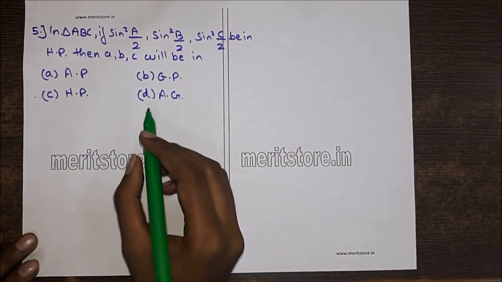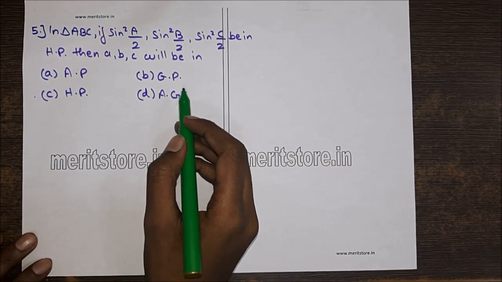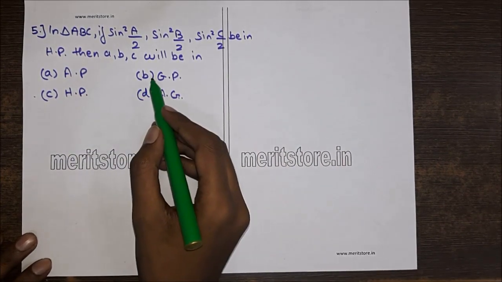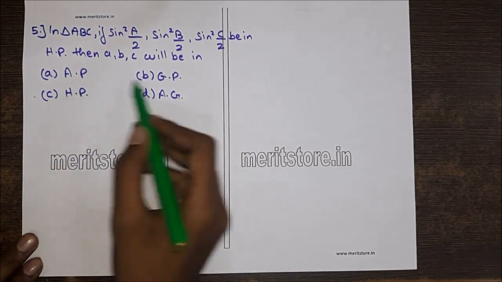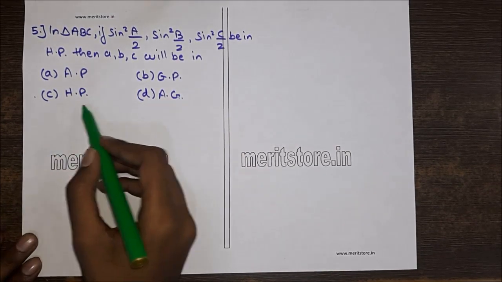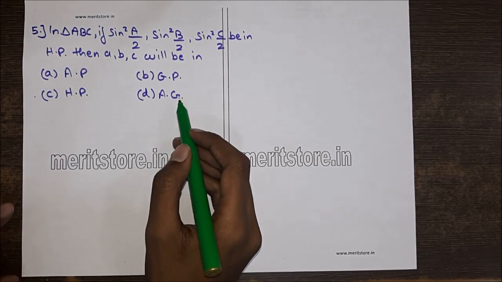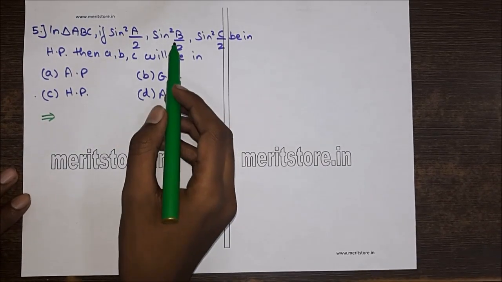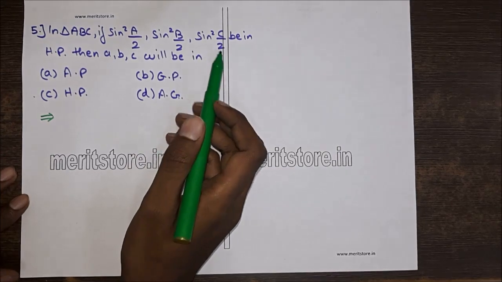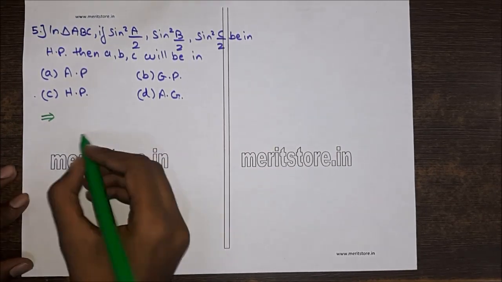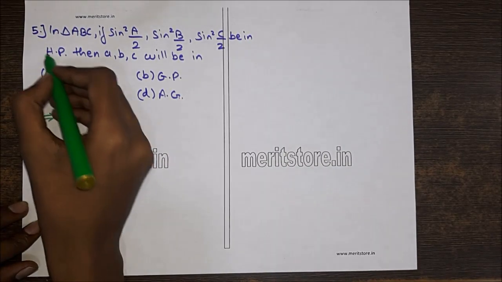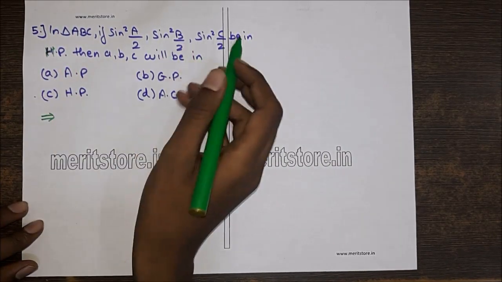In triangle ABC, if sin square A by 2, sin square B by 2 and sin square C by 2 are in HP, then a, b, c will be in option A AP, option B GP, option C HP and option D AG. It is given that sin square A by 2, sin square B by 2 and sin square C by 2 are in HP. So their reciprocals are in AP.